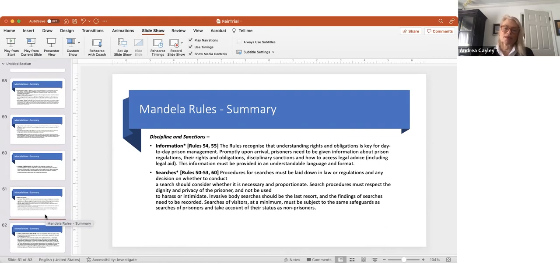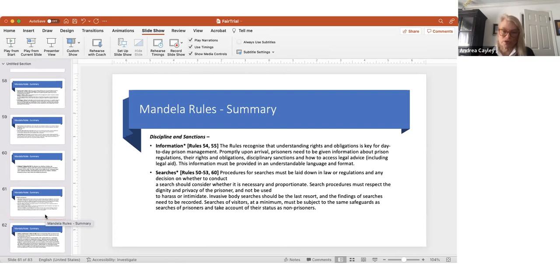Discipline and sanctions, information. The rules recognize that understanding rights and obligations is key for day-to-day prison management. A defendant, a person in prison, has to know promptly upon their arrival what the rules are and not be sanctioned afterward because they didn't know what the rules are. They have to be provided this information in understandable language and format.